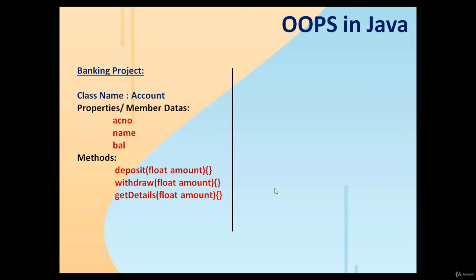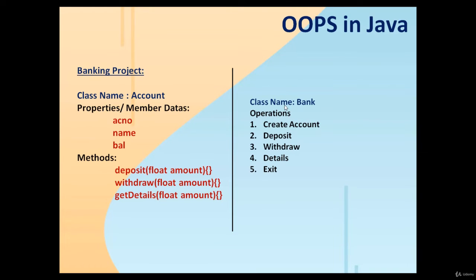Then we want to develop our actual application, a bank app or simply Bank. A menu-driven application: create account, deposit, withdraw, details, and exit. A menu will be displayed. First, we want to create an account. If the account is already available, only then should you be allowed to deposit the amount. Then only withdrawal should happen, then only details, and exit.